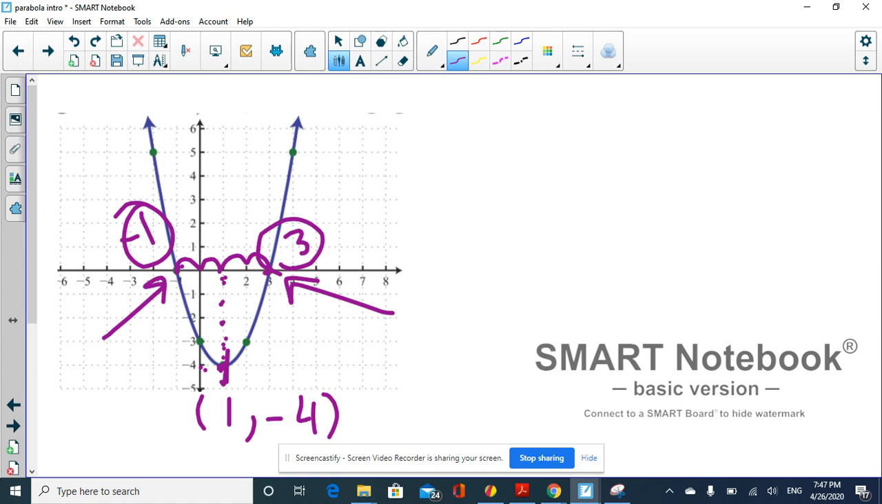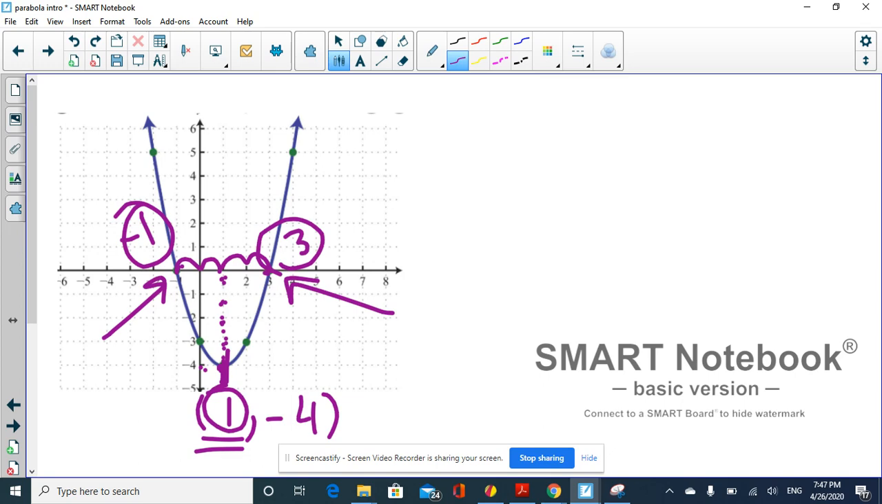Okay, so if we know the x-intercepts, we can know where the vertex is exactly. It's between these two points, -1 and 3. The number between is 1. This is the x-coordinate of the vertex, 1. So the x-coordinate for the vertex in this graph is 1, which is the point between -1 and 3.